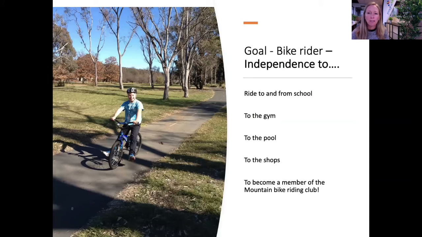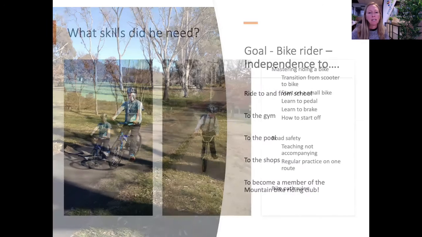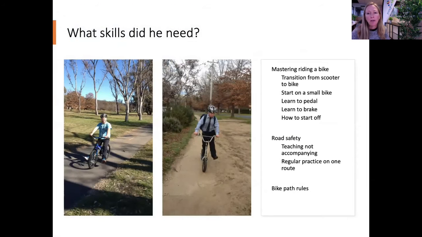So in order to be a bike rider, he needed independence to ride to and from school, to the gym, to the local pool, and to the shops. And of course, the ultimate goal was to become a member of the mountain bike riding club at the school. So we needed to work out, well, what kind of skills did he need to develop? Firstly, it was transitioning from the scooter to a bike, and then what did that entail?